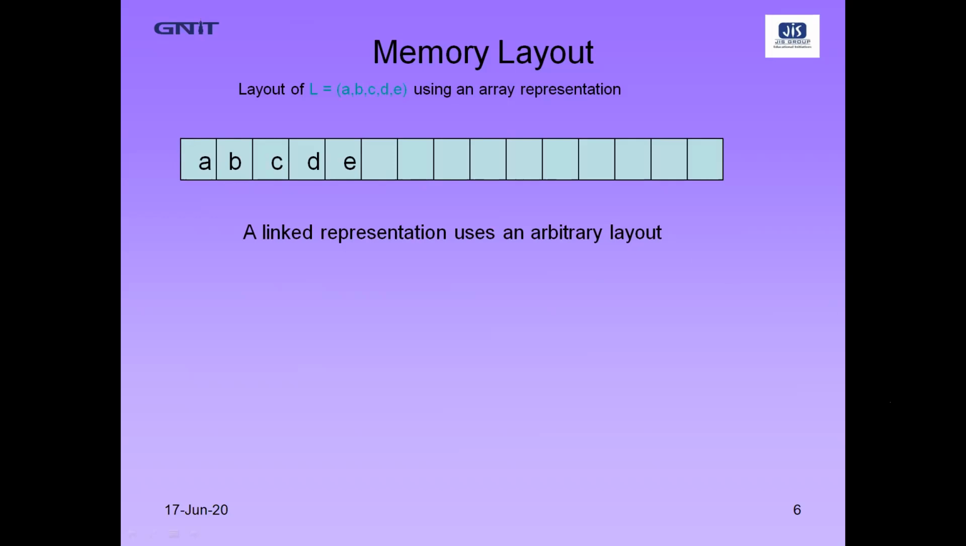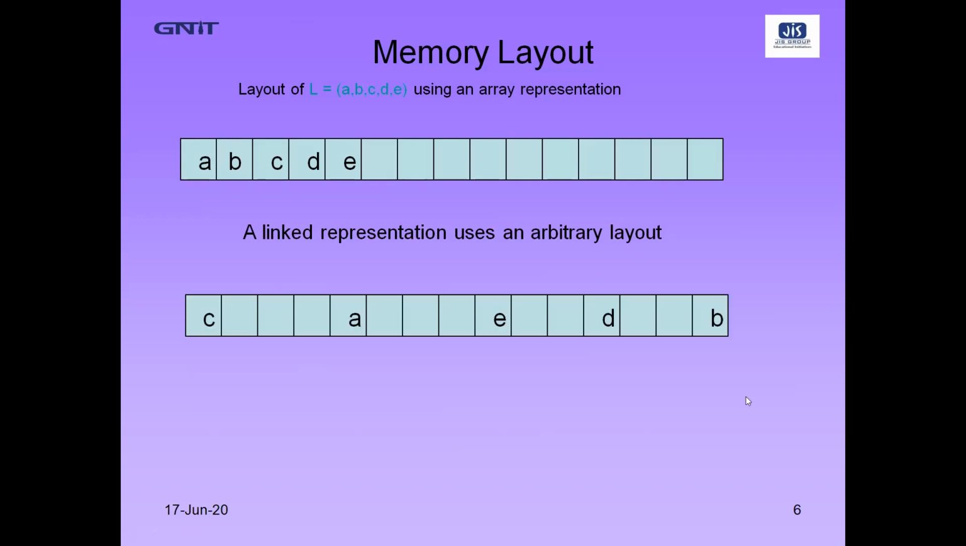But when these elements are stored using a linked list, the stored pattern is this one. This is the arbitrary layout, right? So here, the first element, A, is stored in this cell. The second element, B, is stored here.